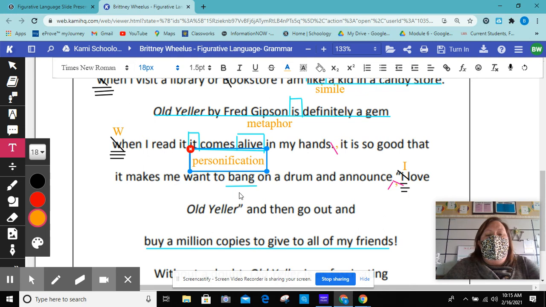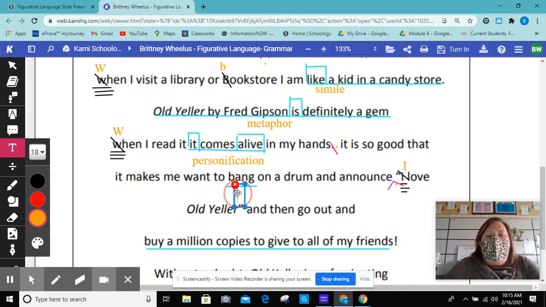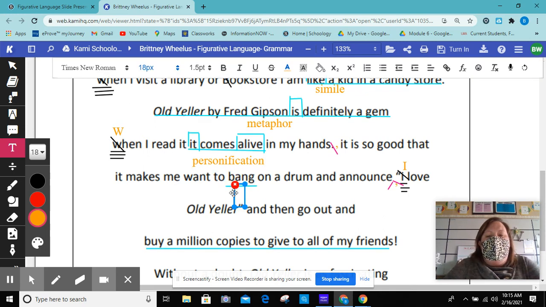All right, it makes me want to bang on a drum and announce I love Old Yeller and then go out and buy 1 billion copies. Bang, okay? It makes the sound. What figure of speech is this? Onomatopoeia, good.